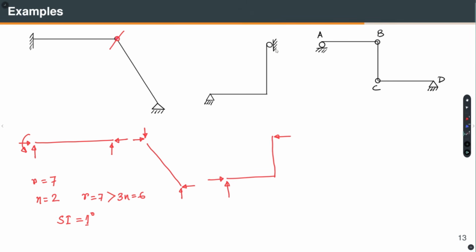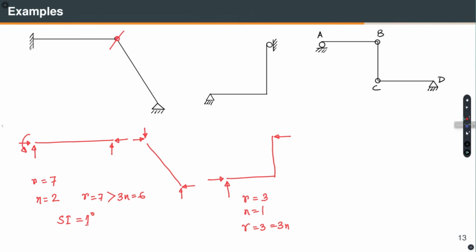Okay. Now, come to this example. Okay. So, we have got 2 reactions here, 1 reaction here. Are the reactions concurrent? No. Are they parallel? No. Is there any collapsible mechanism? No. So, R is equal to 3, n is equal to 1. So, R is equal to 3, which is equal to 3n. So, this is stable and statically determinate, whereas the left one is stable and statically indeterminate to 1 degree.